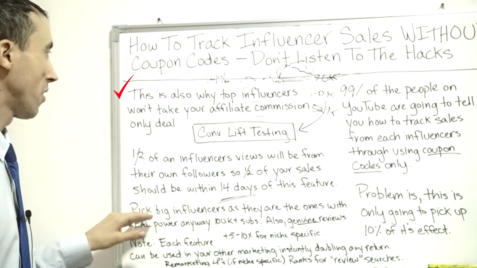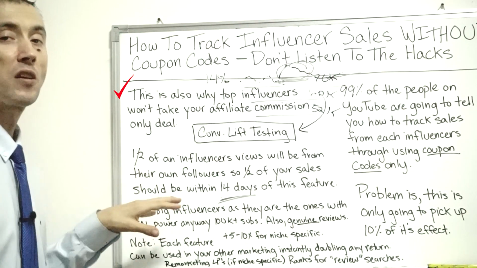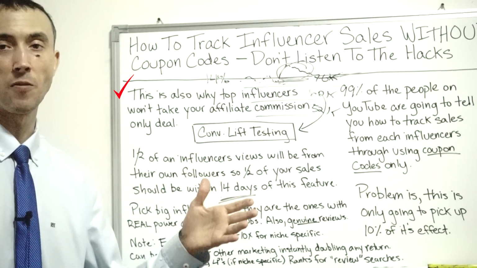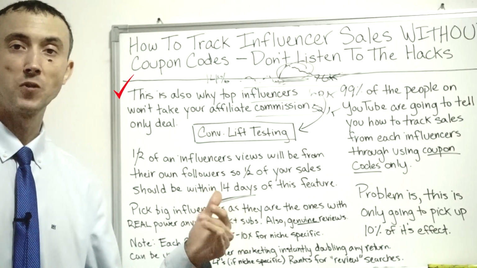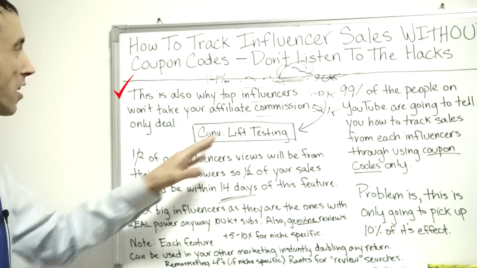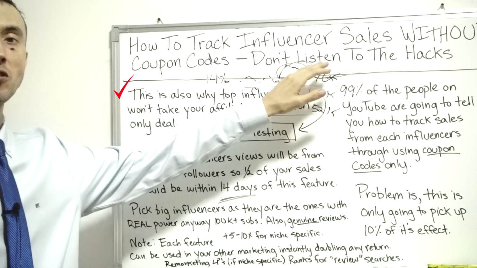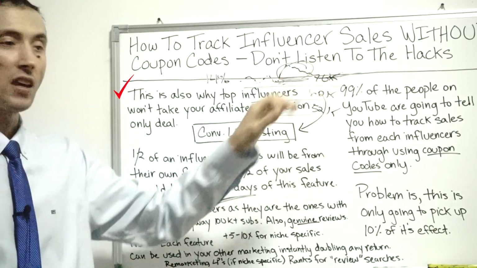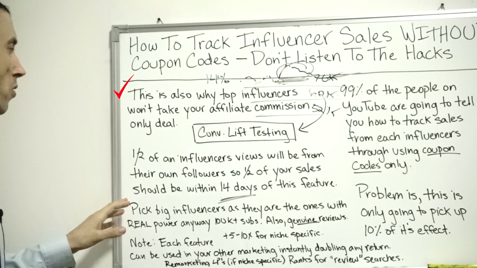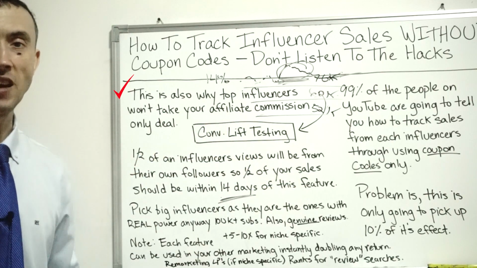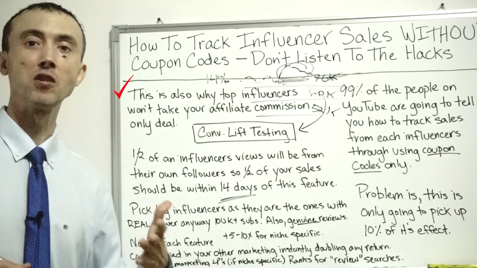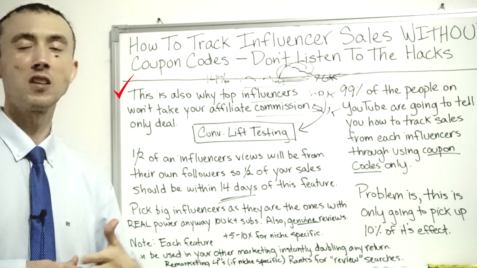And obviously, if it's a small influencer that has like 5,000 subscribers, you're not going to be able to have a significant lift in your sales to be able to do tracking like this. So you just don't use them. Basically, if it's too hard to tell what they're doing to your sales, then it's not worth going after.